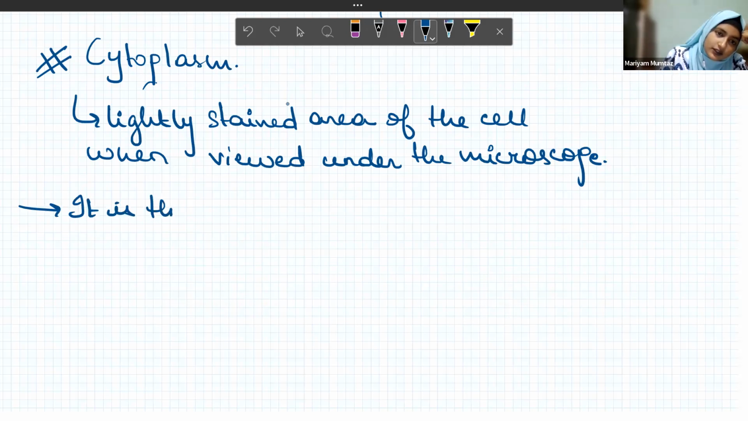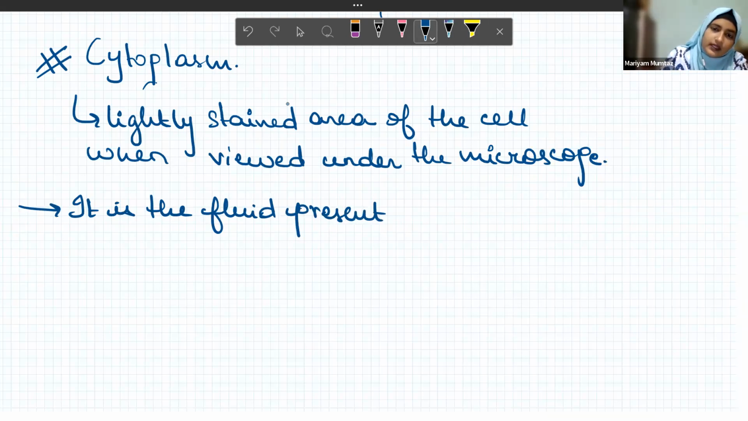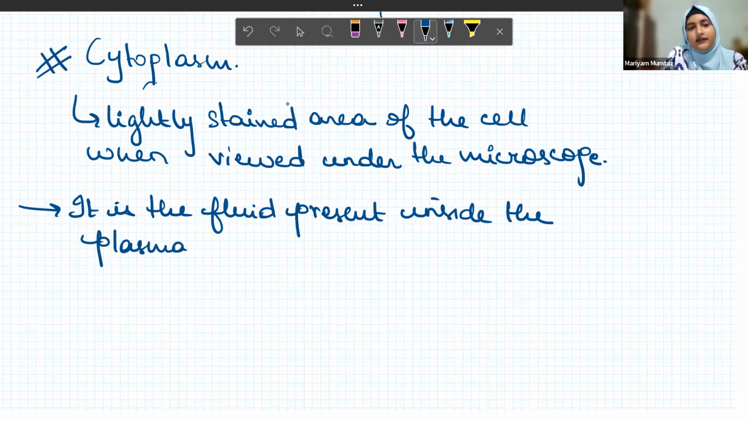So the area that looks lightly stained is the cytoplasm, and it is the fluid present inside the plasma membrane, as you told me, right? Plasma membrane. Okay, so these two points are clear to you?